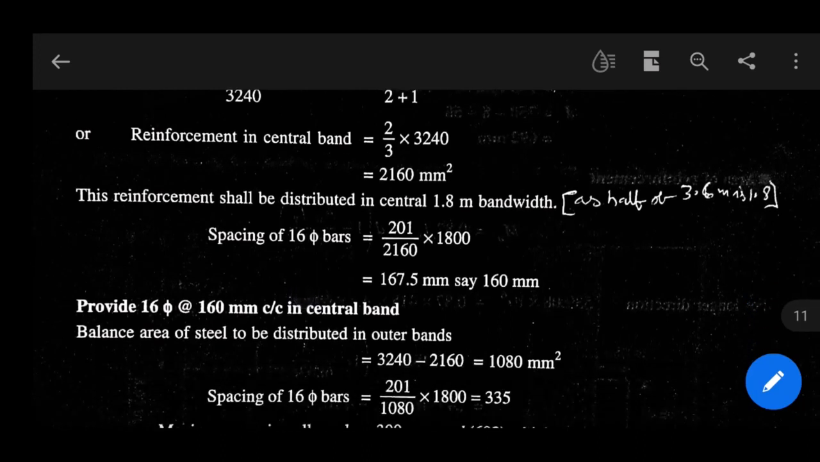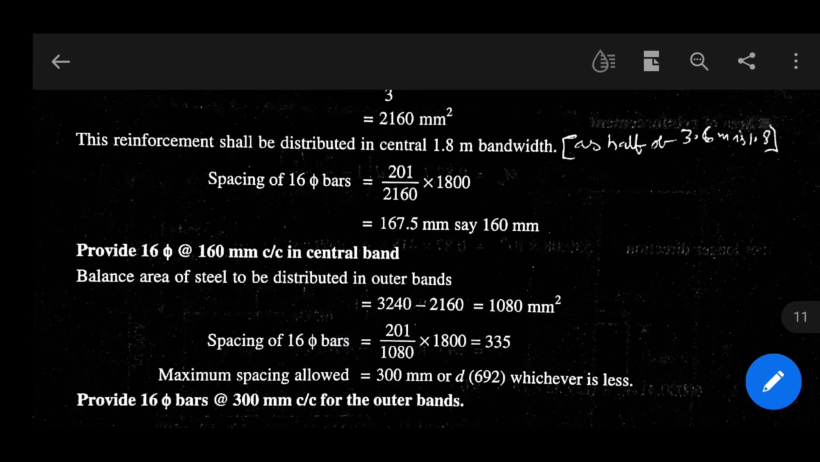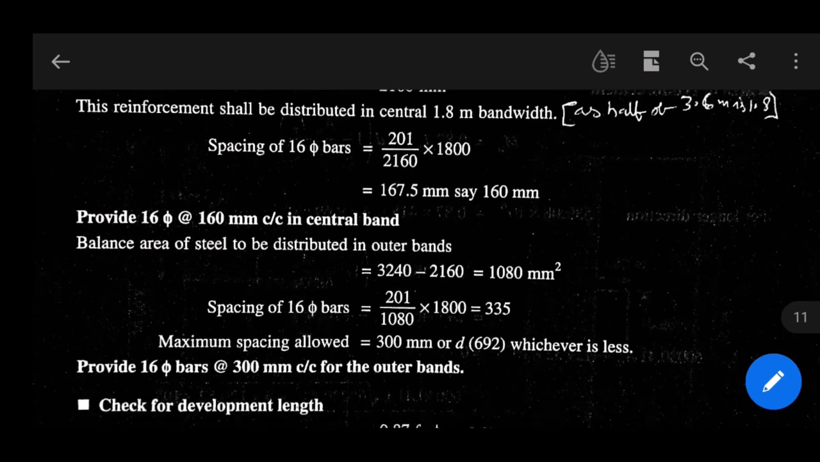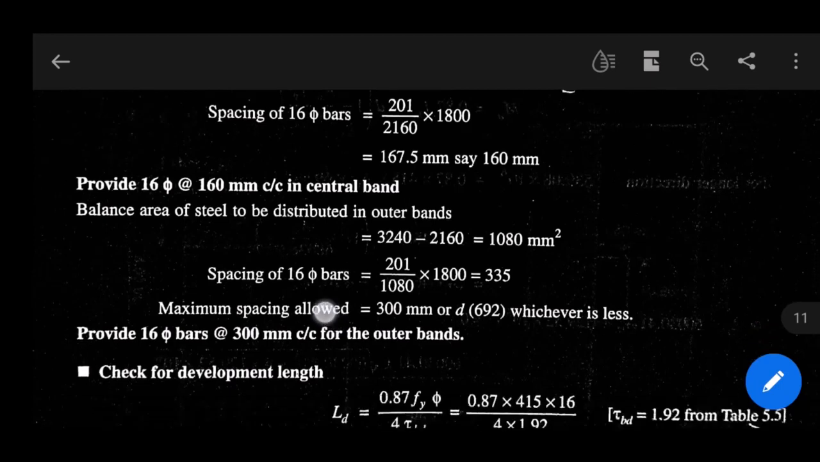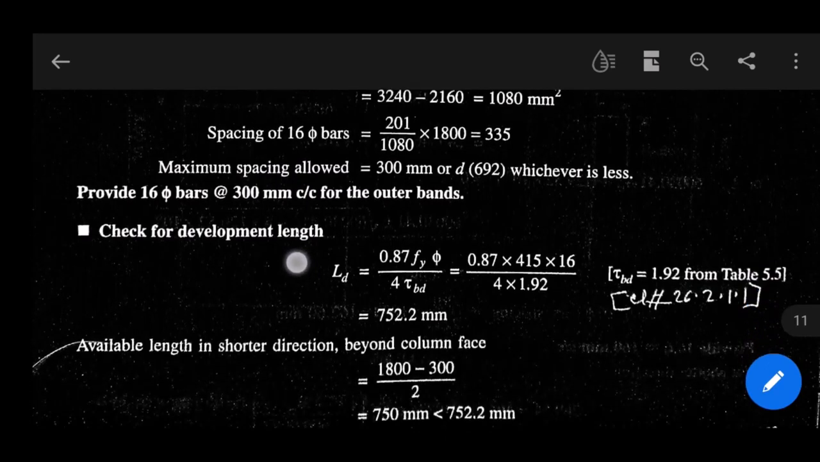So balance area of steel to be distributed in outer bands is 3240 minus 2260, that is equal to 1080 mm square. So spacing of 16 mm dia bar is equal to 201 by 1080 into 1800, is equal to 335. So maximum spacing allowed is 300 mm or 3D, whichever is less. So we have to provide 16 mm dia bar at the rate of 300 mm center to center for outer bands. Now the last step, we have to check for development length.